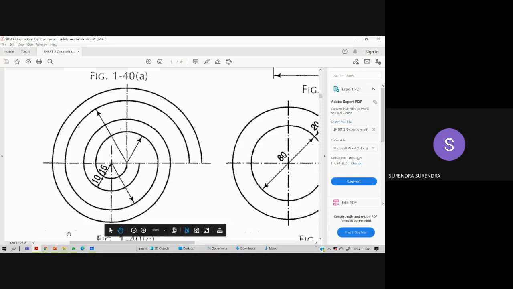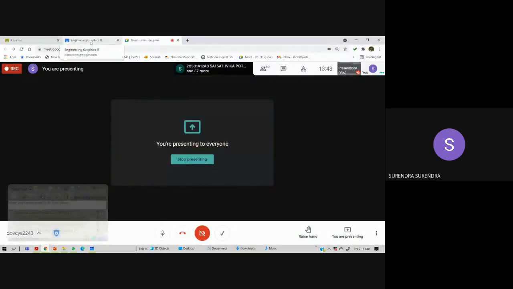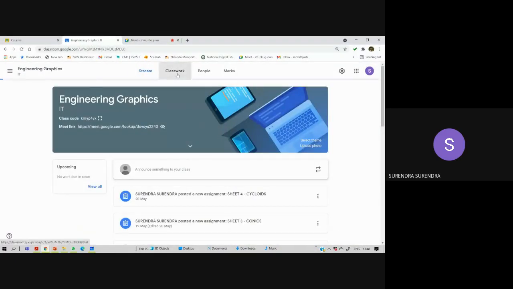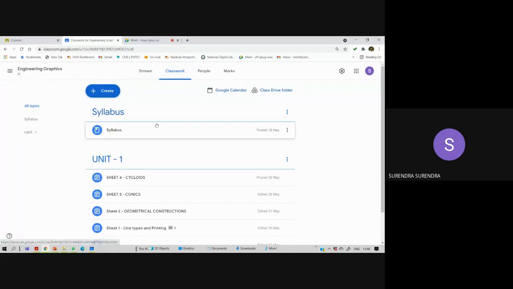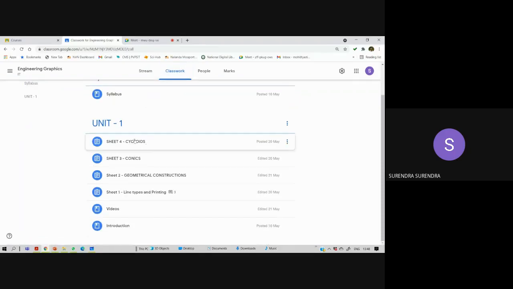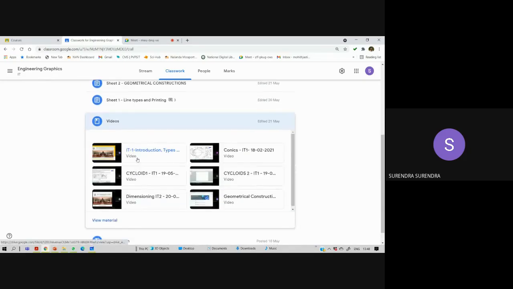So if you observe, in the Google Classroom, if you go for the classwork, can you see the screen? You can see under Unit 1, there are videos of the lecture classes. I am also sharing the section 1 videos in the same group. IT1 indicates section 1 video lectures and IT2 indicates section 2 video links.